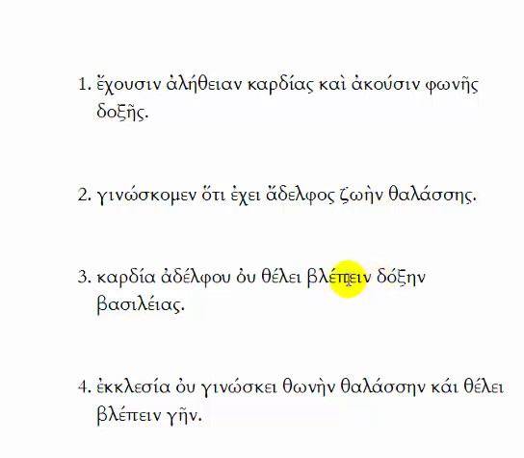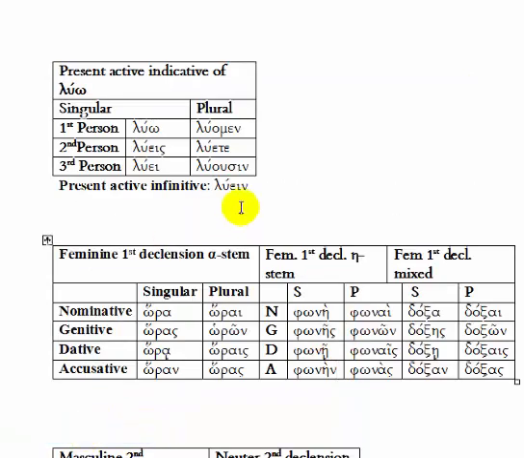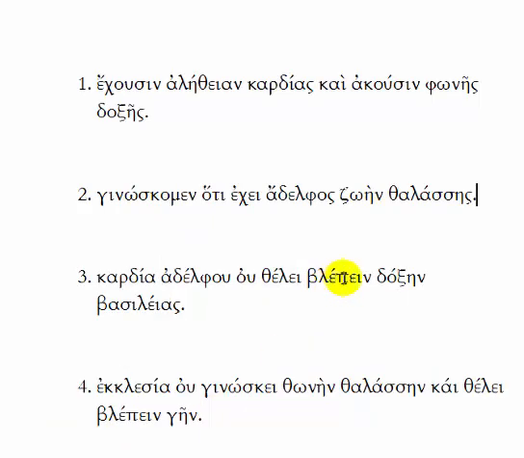Blepen. Where do we see that ein ending? Do you remember that one? It's an infinitive, like luein. Very frequently it will follow a verb of desire. You want to do something or not to do something. So he does not wish what? Blepen, to see.